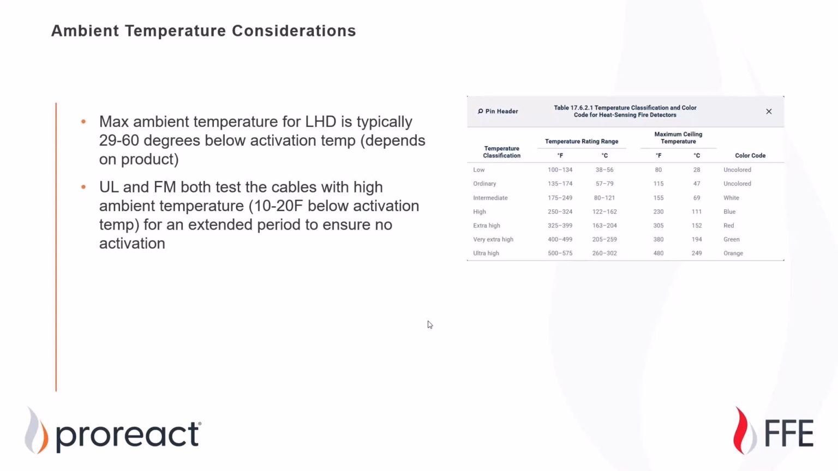UL and FM both have test procedures where they take the ambient temperature of the detector to within about 10 or 20 degrees below the activation temperature. A lot of this test procedure is for spot heat detectors, but they do run some of the linear heat detection products through this as well. This table here is for spot heats, but you can see that usually your max ambient temperature is going to be 20 degrees or more below the activation temperature.